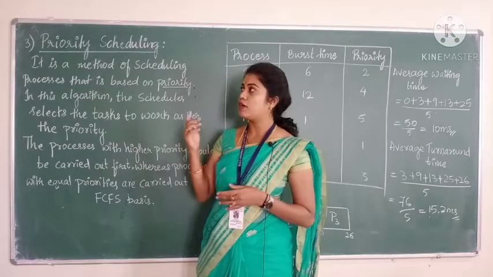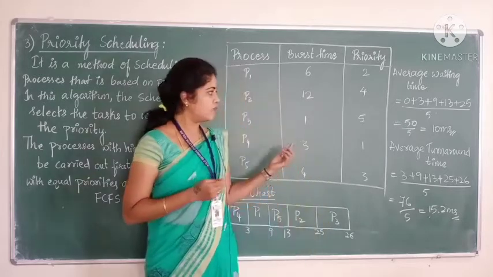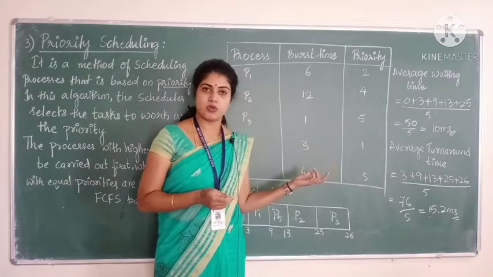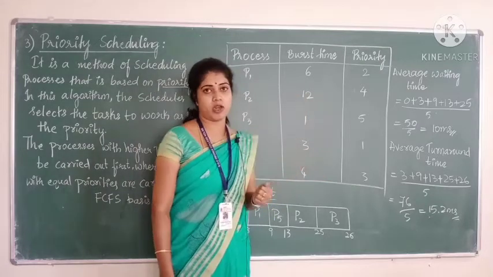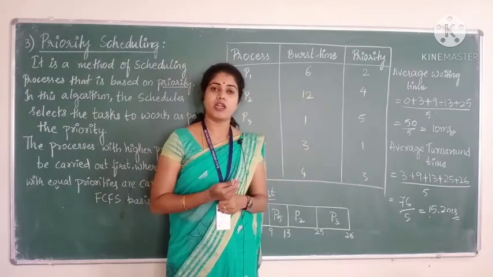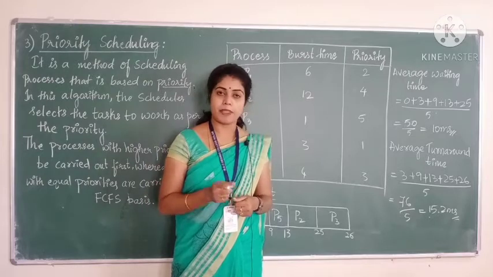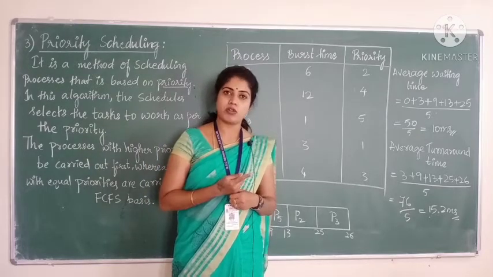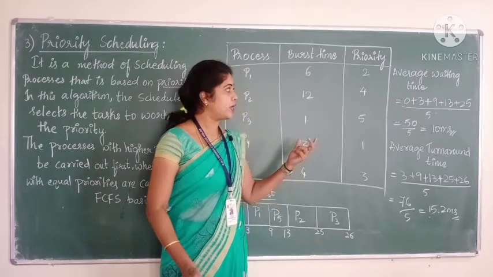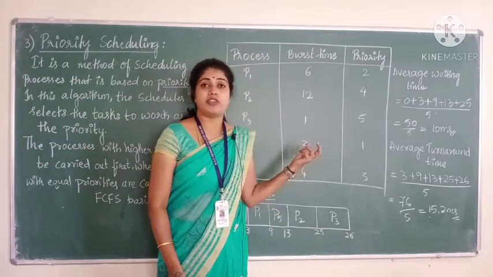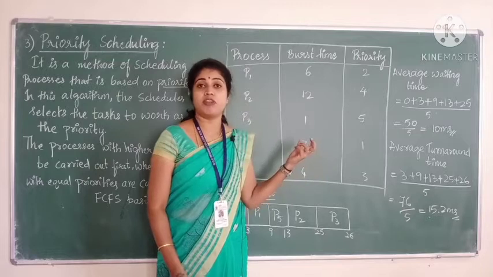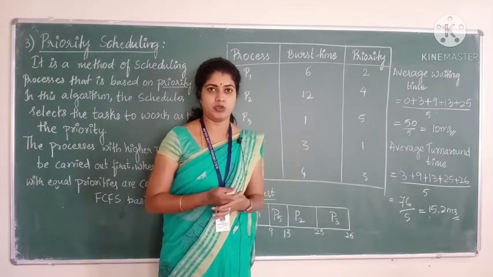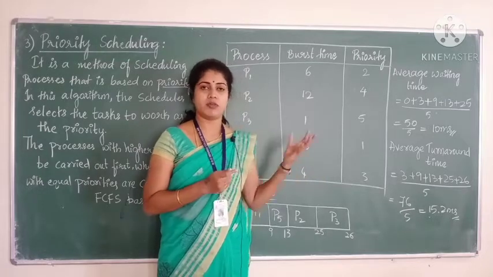Now, in this scheduling, you will see one more column, which is called the priority column. Okay. So what is a priority column? Each process, with its respective burst time, will also have a priority. That priority gives the turn in which a process should go for execution. That priority will be given in the problem itself.